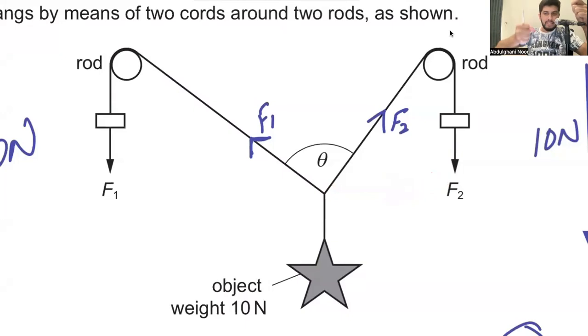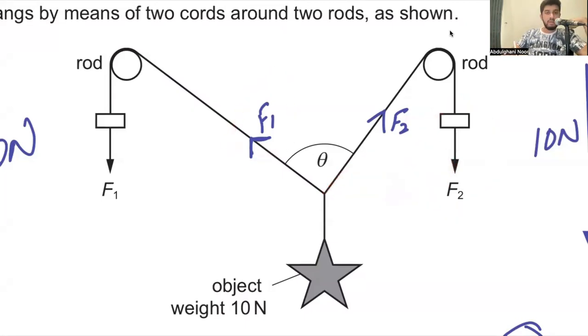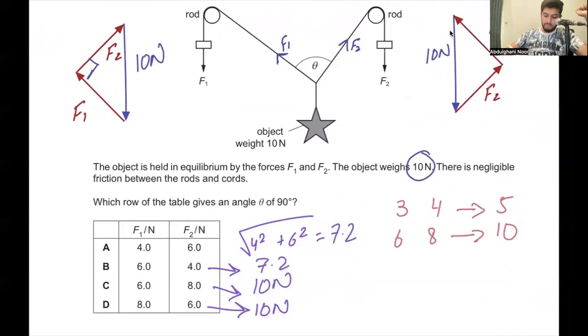if I drag the right hand side, it will go towards the right. If I apply more force on the left hand side, it will go towards the left. Because this is closer to the right hand side, I know this force F2 should be greater than the force F1. If F1 were greater, the star would be tilted a little towards the left, a little here. Clear? So which option has F2 greater than F1? Option C. 6, 8, that gives you 10, and F2 greater than F1.